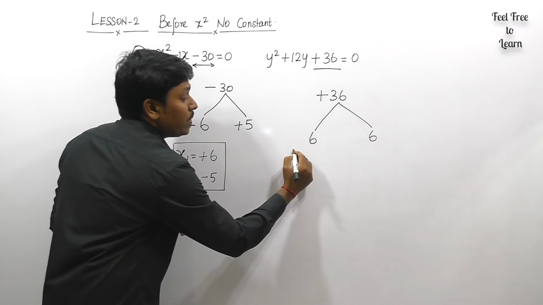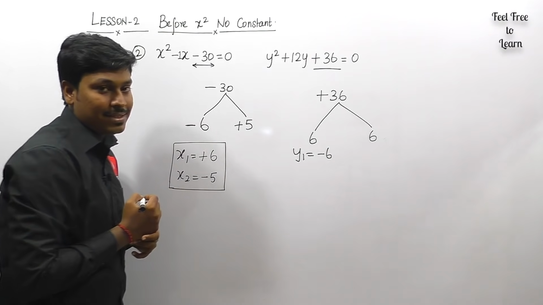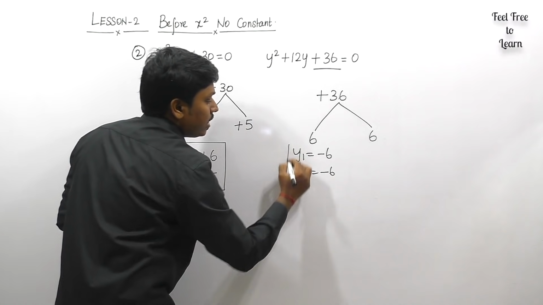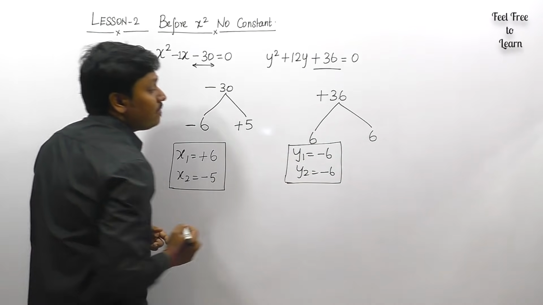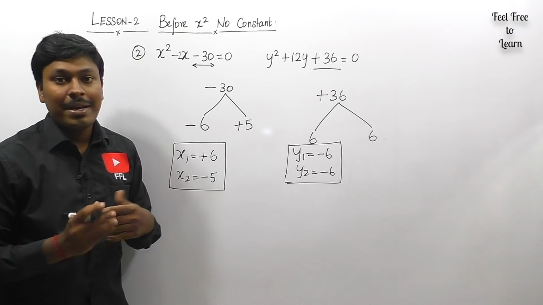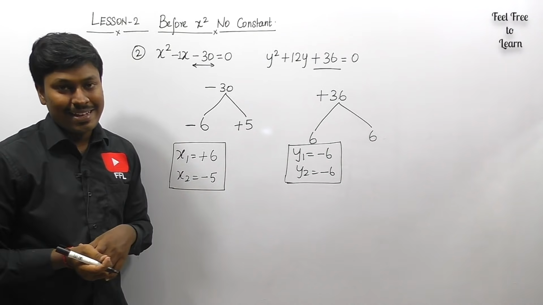But while writing you need to change the sign. Here it is plus 6, while writing you need to write this as minus 6. And similarly y2, here it is plus 6, but while writing it should be minus 6. So finally we found the factors of y, that is y1 is minus 6 and y2 is minus 6. Now we need to compare this and say what is the relationship between x and y.